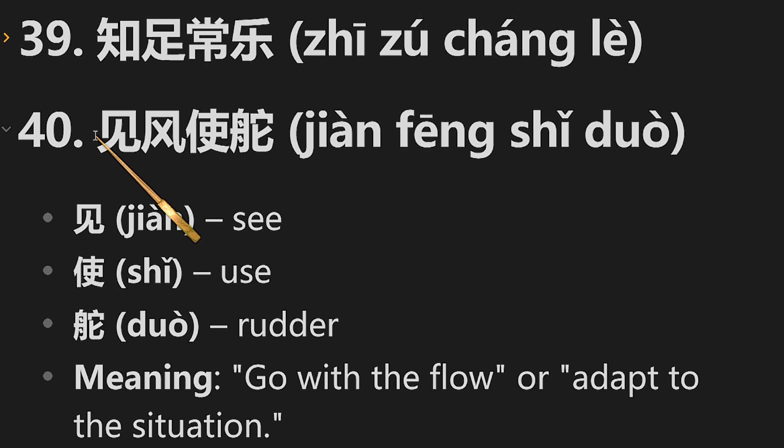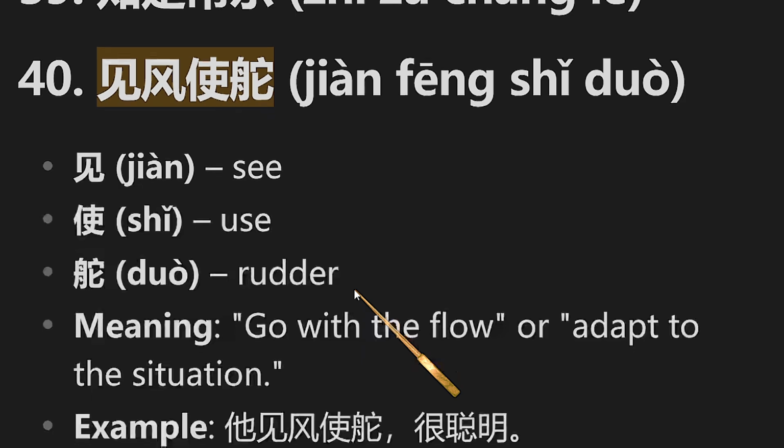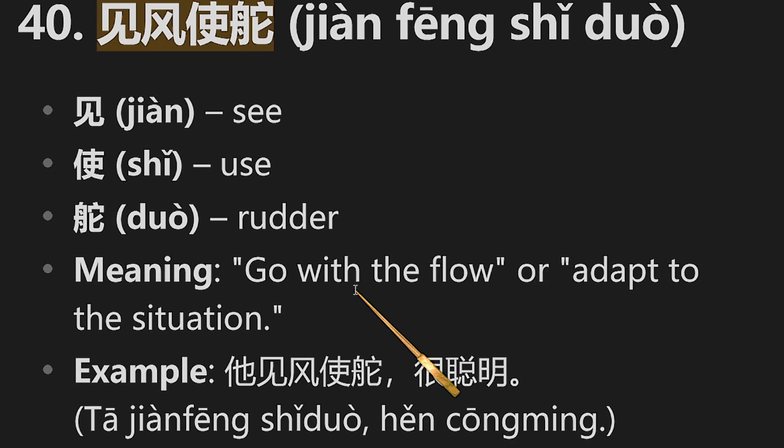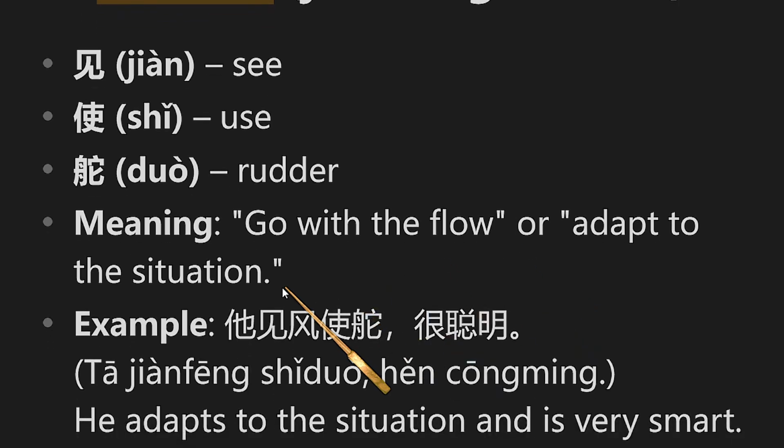Let's make sense of it. 见 is like to see or look at the wind. 见风 should adjust or use 舵, the wheel or the rudder. So you need to adapt to the new wind. Go with the flow, or adapt to the situation.